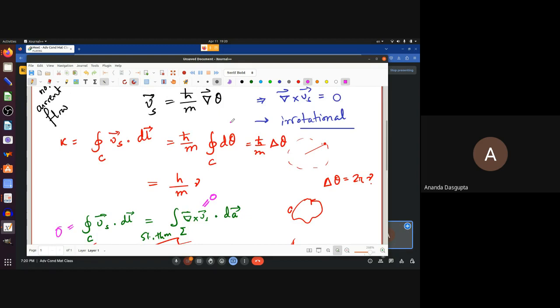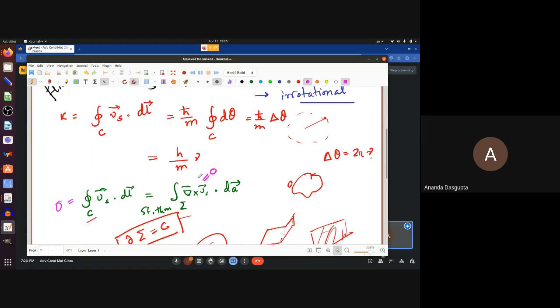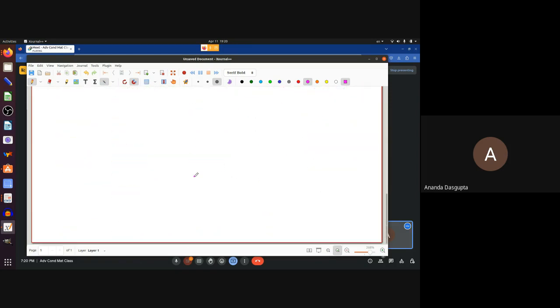The problem is, if you calculate the circulation, you are getting h by m times some integer. So circulation is quantized, flow quantization. On the other hand, curl of V being zero seems to imply that you have to have a zero circulation. Just Stokes' theorem, nothing else is being used here. Okay? So the question is which one is correct?